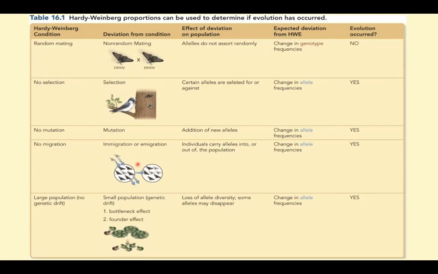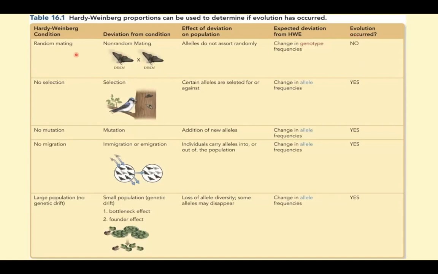But you have to remember, kalau random mating sahaja, tak ada selection, tak ada mutation, tak ada migration, tak ada large population, it won't alter the allele frequency. Dia hanya alter the genotype frequency. Okay? And evolution does not occur when there is a change in only genotype frequency. Kalau ada change in genotype frequency and also allele frequency, then evolution does occur.